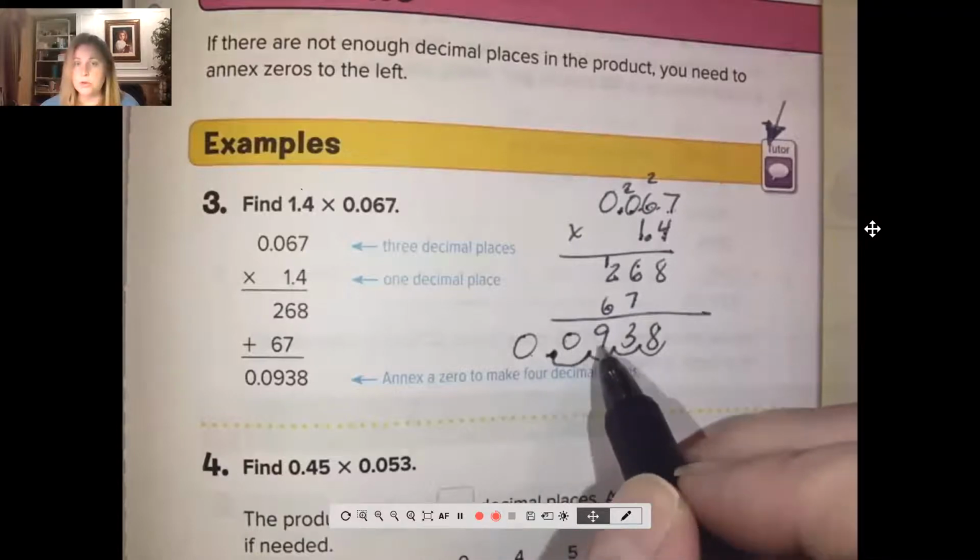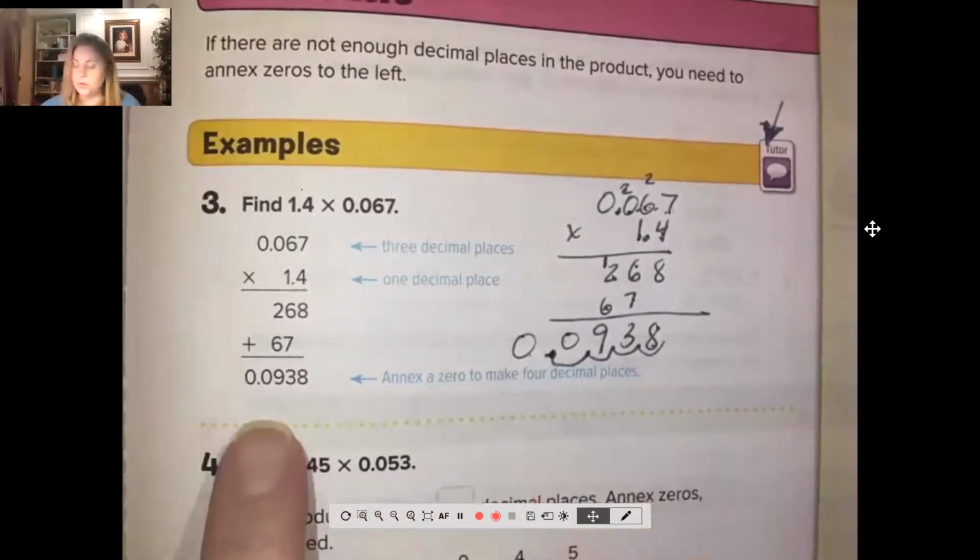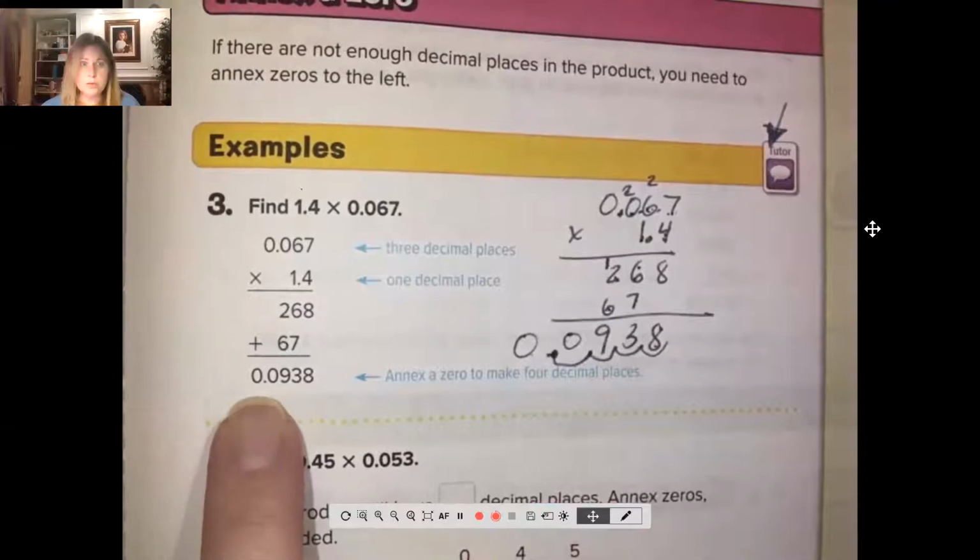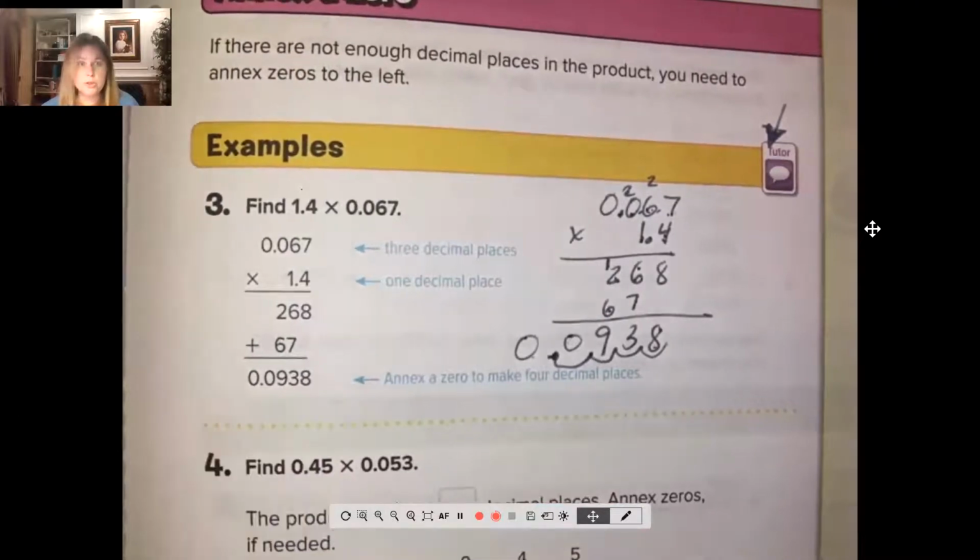So 0.0938. Okay, and there's the notation. We do need that 0 to the left of the decimal point. That's just good mathematical practice.